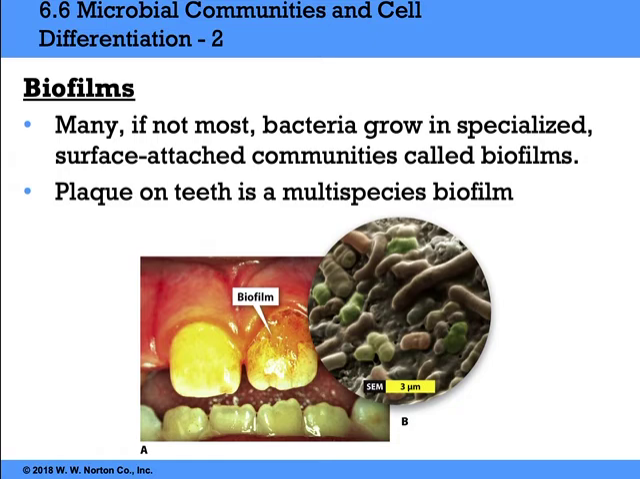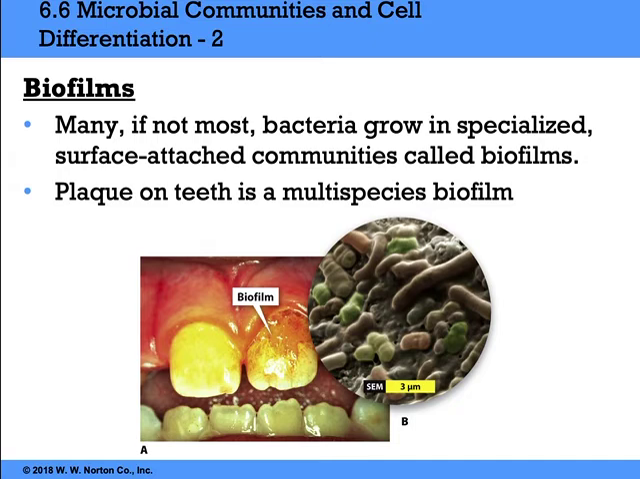Biofilms have networks of communication between them, and they have a variety of environments within the biofilm that create different niches for different types of bacteria by changing, for instance, the oxygen concentration, the pH, and so on.